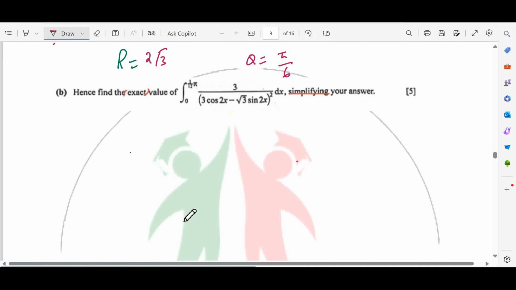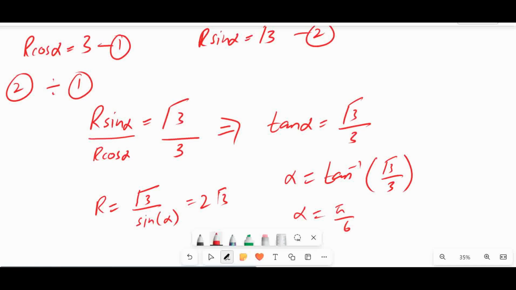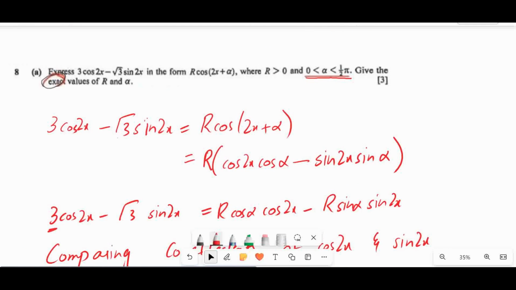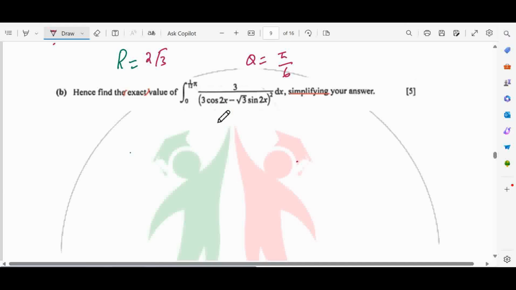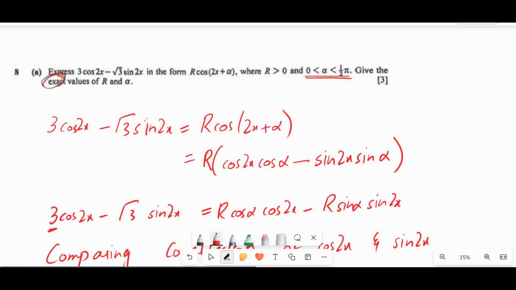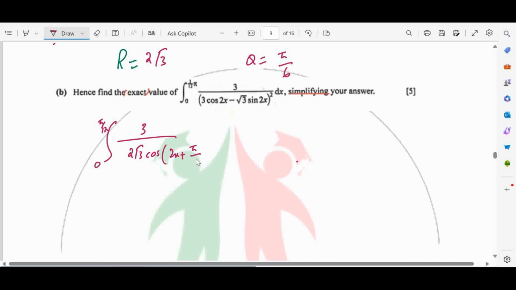In the B part, we know that r is equal to this thing from this working, and hence we can write this form as r cos of, let me write this one, okay, 3 cos of 2x minus square root of 3 sine of 2x. We can write this as the integration from 0 to pi by 12 of 3 divided by r, which is 2 square root of 3, cos of, let me check it again, it was 2x plus pi by 6, whole square. We need to integrate it now.